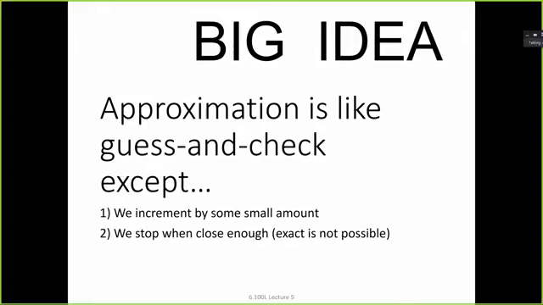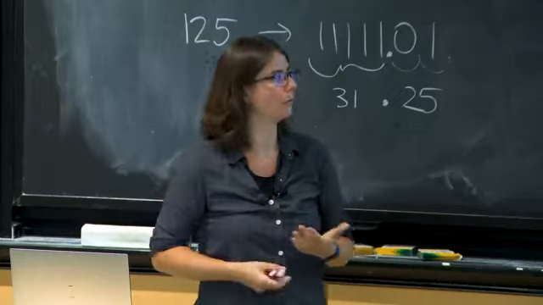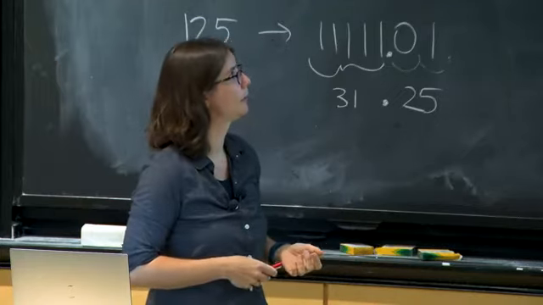So the approximation algorithm is like guess and check, except that we have some small increment. We change by a small amount. And we stop when we're close enough. So we're going to check that the absolute value of this solution minus the actual answer is within epsilon.